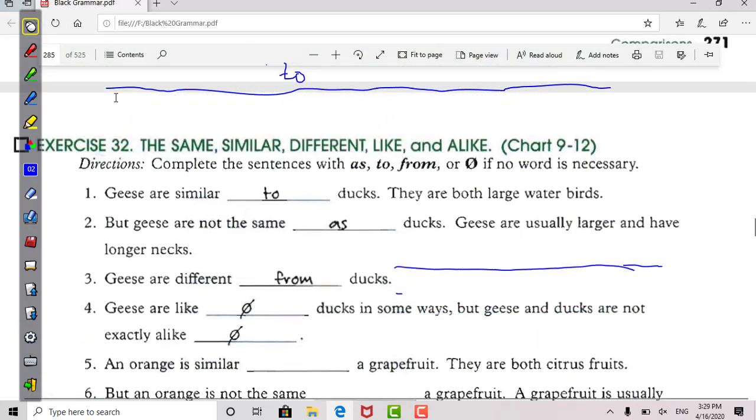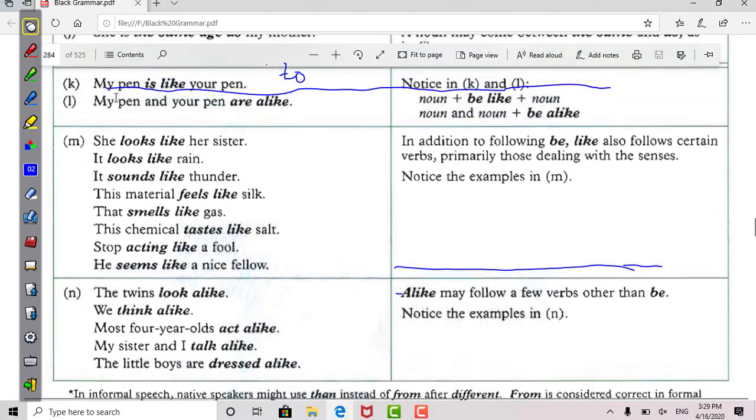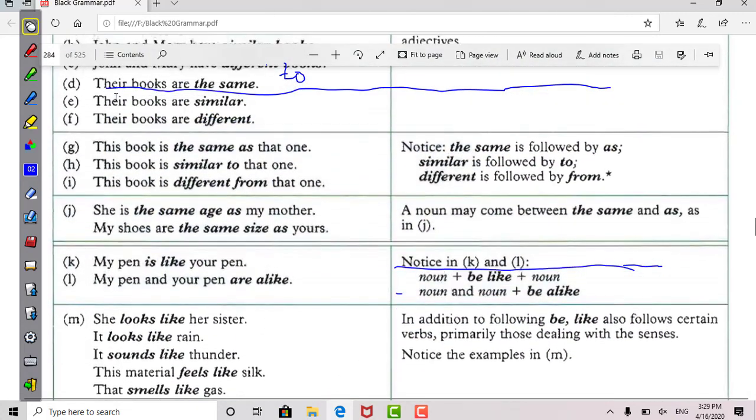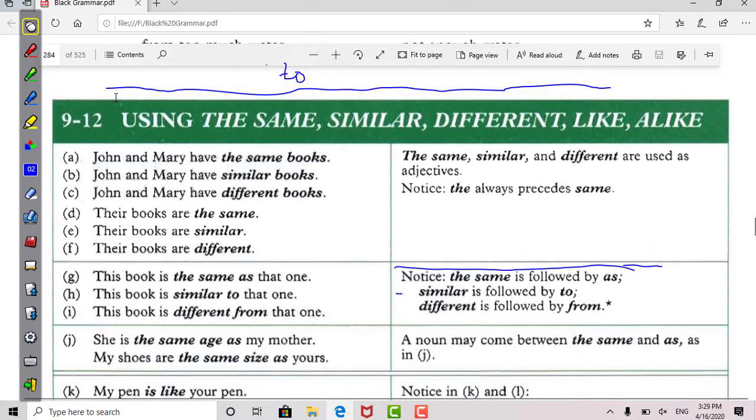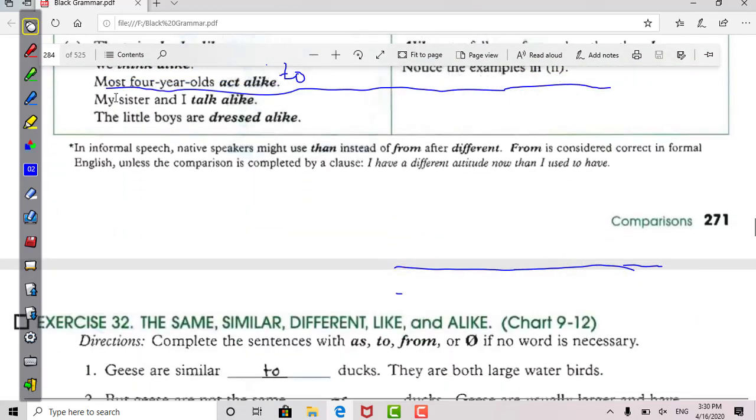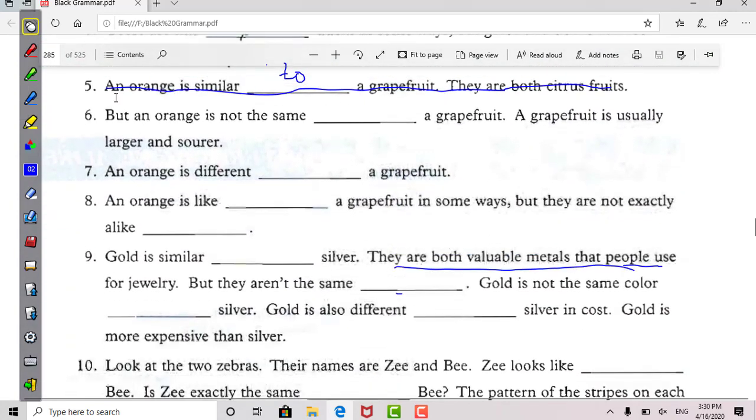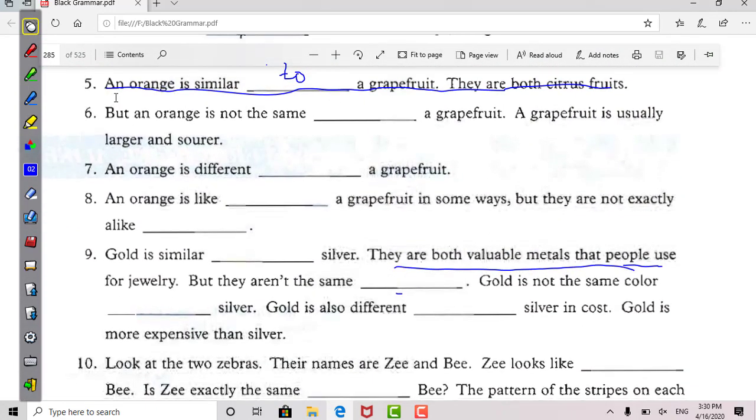It's not the same as... It's not the same because it's not the same like what? It's not the same as grapefruit. So we have this one used. We answer: it's not the same as grapefruit. So if you forget, you just see the table above. Okay. What about this one? An orange is different from a grapefruit.